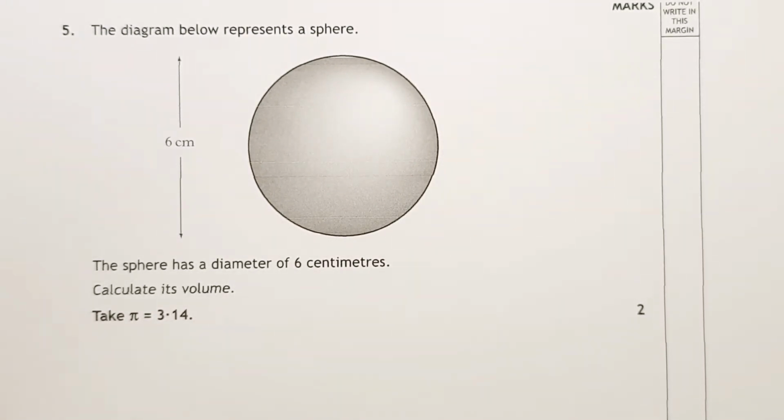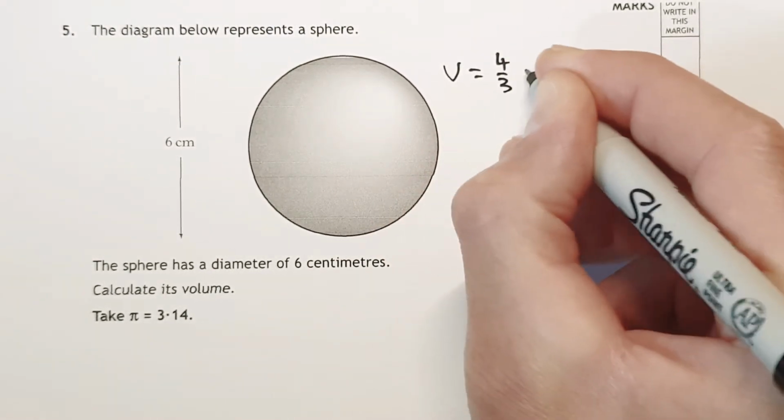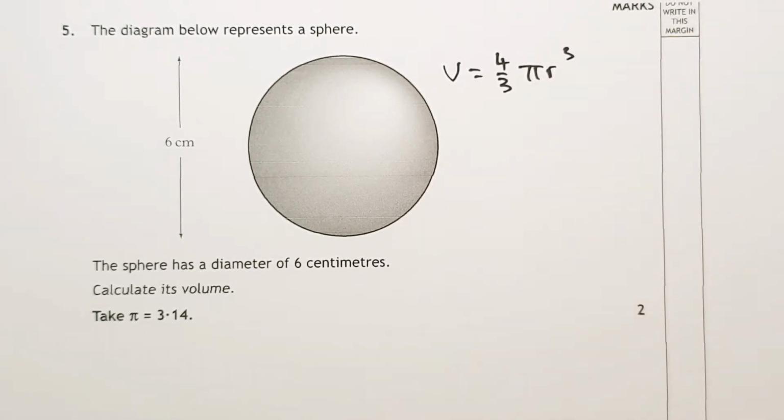National 5 Maths, Practice Paper I, Paper 1. Now in this question, what we have to do is calculate the volume of the sphere. That volume formula is given to you in the formula sheet. It's 4 over 3 pi r cubed. Please make sure you copy that down correctly. You'd be amazed at the number of times people get that wrong, even though they're given it in the formula sheet.